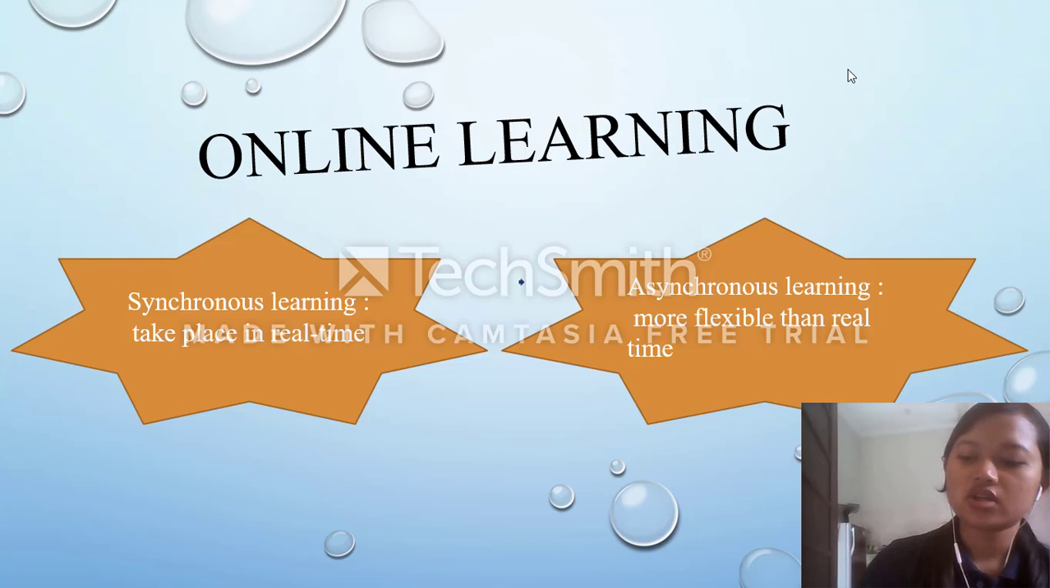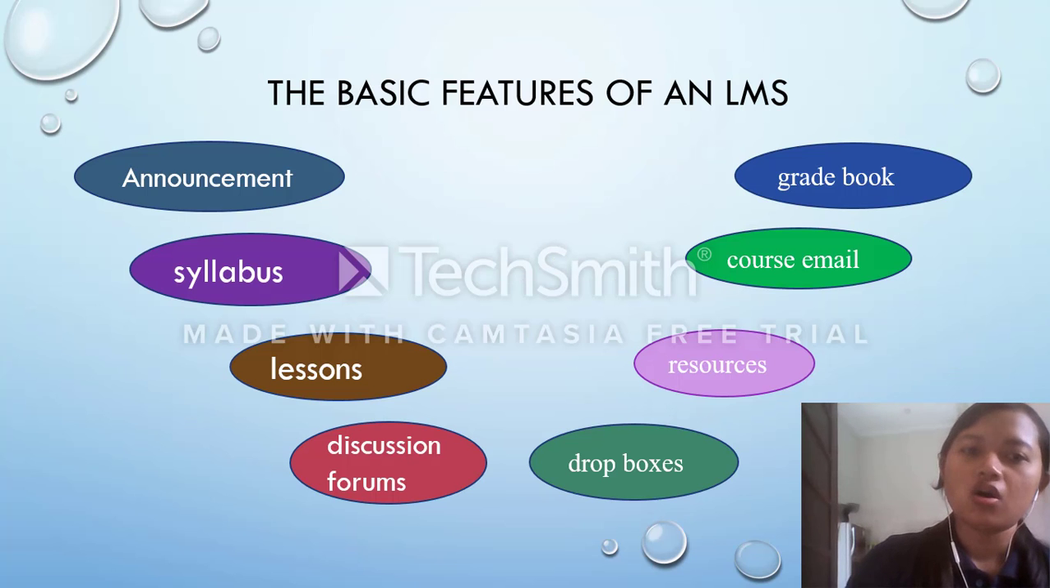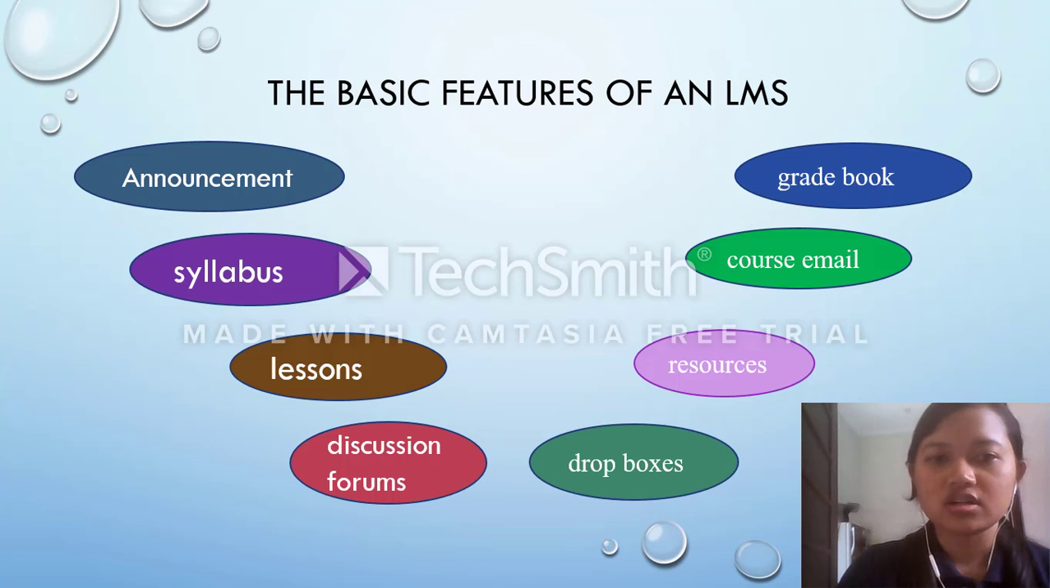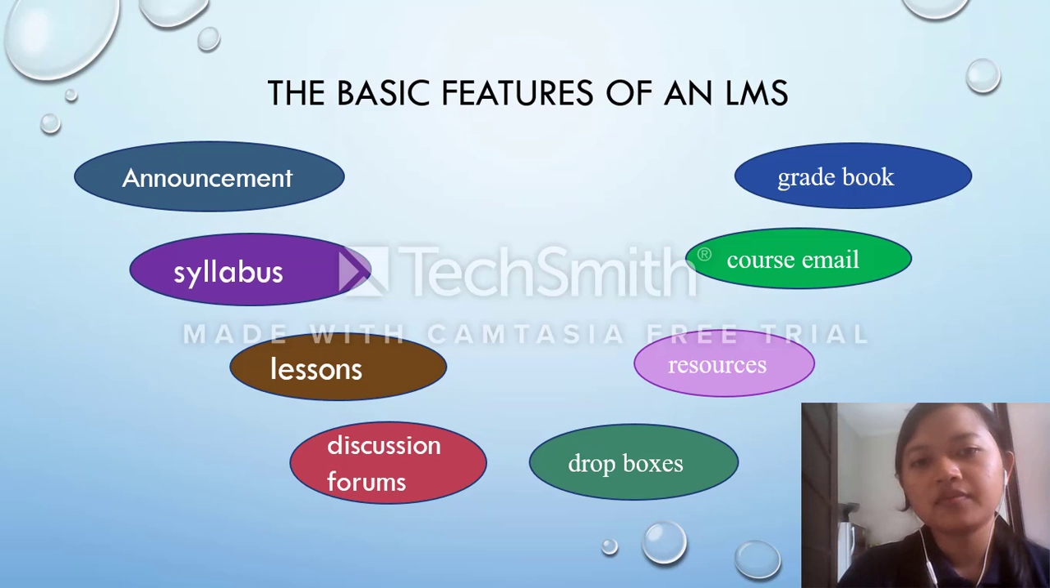And the second question is, what are the basic features of an LMS? Please explain. Basically, there are 8 basic features, namely announcement, syllabus, lesson, discussion forums, Dropbox, resources, course email, and gradebooks.